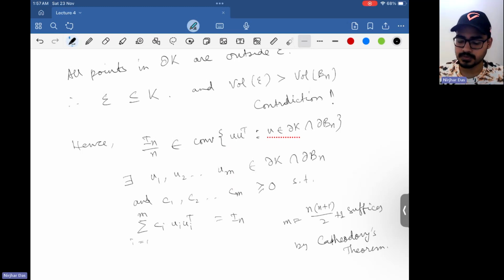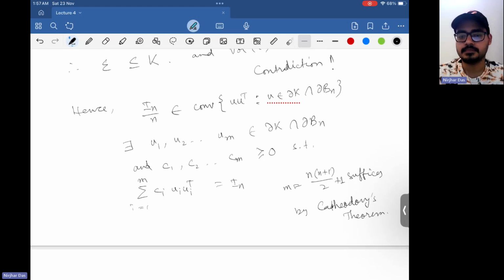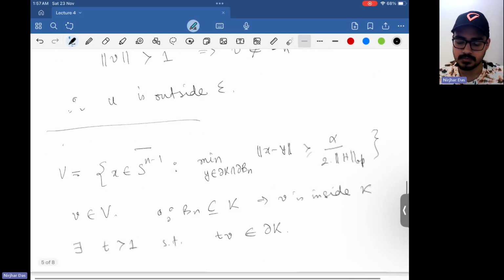This completes the proof of John's theorem, and we'll see a nice application of this theorem in optimal design. And this is a very beautiful theorem about convex bodies in general. It has been used extensively in multiple areas: in the ellipsoid method for solving LPs, in approximating volume of convex bodies, in sampling from convex bodies efficiently. So this is one of the very nice core theorems of convex geometry.